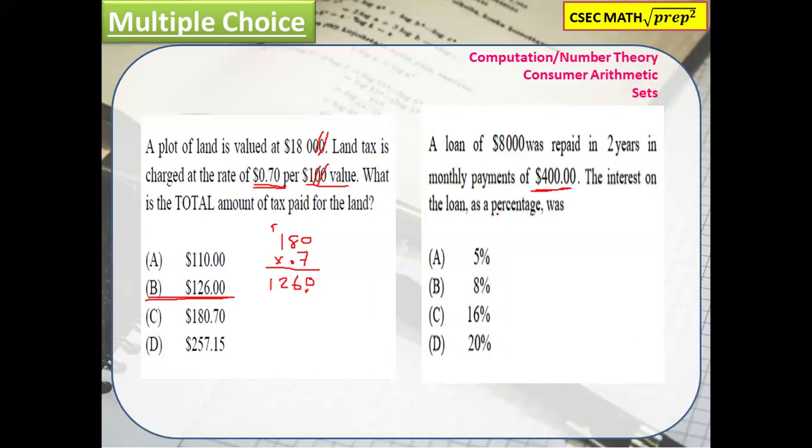A loan of 8,000 was repaid in 2 years, monthly installments of $400. The interest on the loan as a percent. First thing, we have to find out how much was paid in 2 years. So we know that 8,000 was borrowed. 2 years happens to be what? 24 months, right? There's 12 months in 1 year. So it's 24 multiplied by 400.